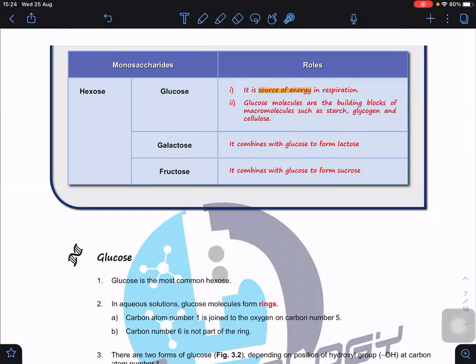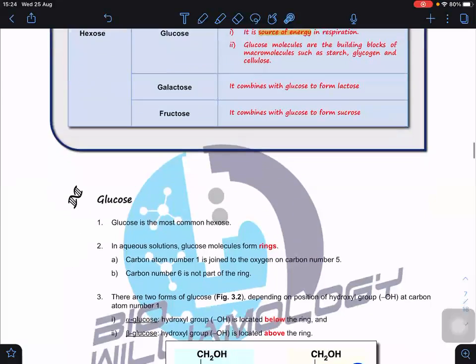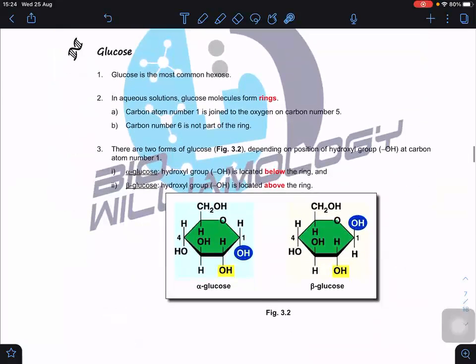Out of so many monosaccharides, which monosaccharide are we going to focus on for our topics in AS? The only monosaccharide that we are going to learn in today's topic will be glucose. So let us look at the glucose. When talking about glucose, basically we know that it is the most common hexose, a 6-carbon sugar. The most common one is glucose.